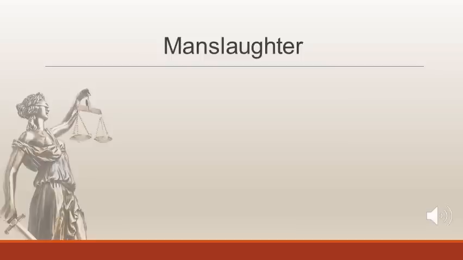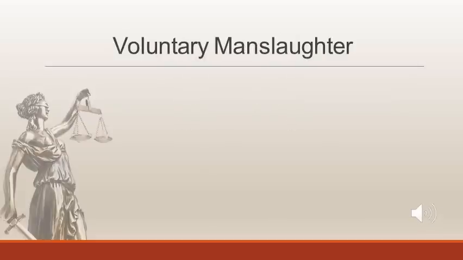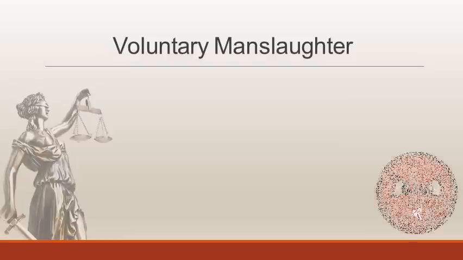The next crime against the person that we'll talk about is manslaughter. Now, there are two different types of manslaughter. There is voluntary manslaughter and involuntary manslaughter. Let's begin with voluntary manslaughter. There are a couple of different ways to establish voluntary manslaughter. The first way has to do with the frame of mind of the defendant.